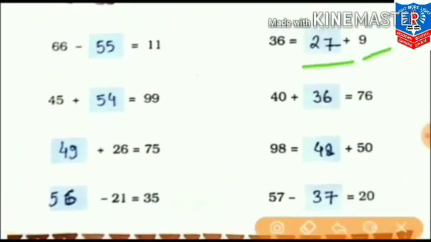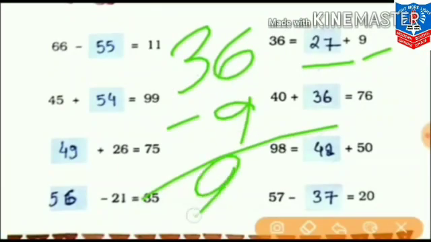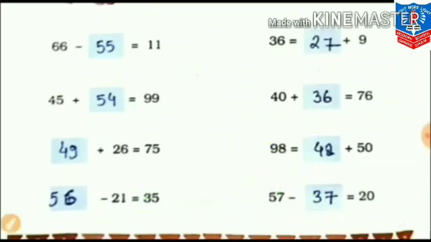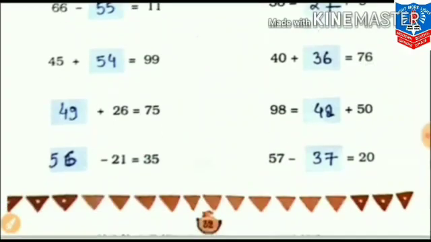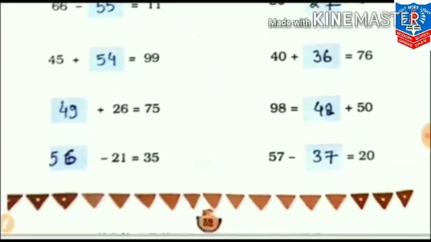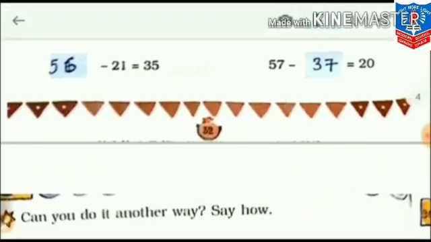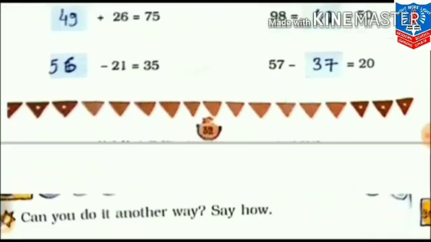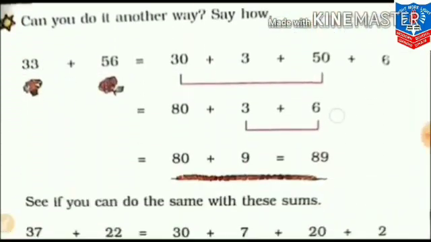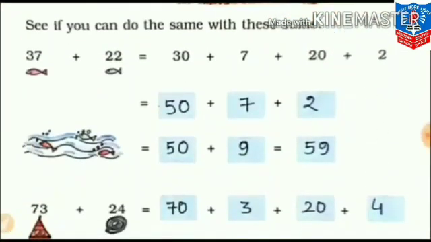Okay. Now 27 plus 9, you will get 36. 36 minus 9 करोगे तो आंसर 27 आ जाएगा. 40 plus 36 is equal to 76. 76 को माइनस करो 40. 6 में से गया 6. 7 minus 4 is 3. समझ में आया? 98 is equal to dash plus 50. तो 98 minus 50, you will get answer as 48.